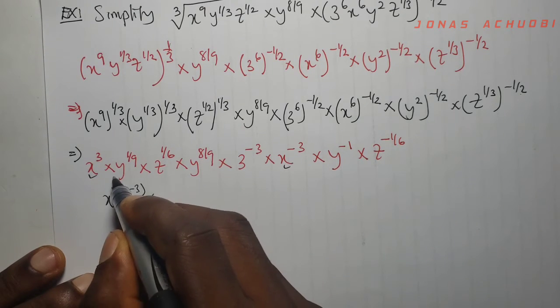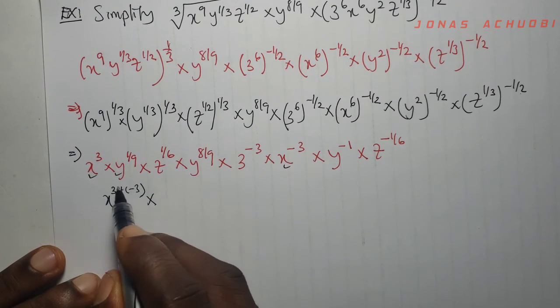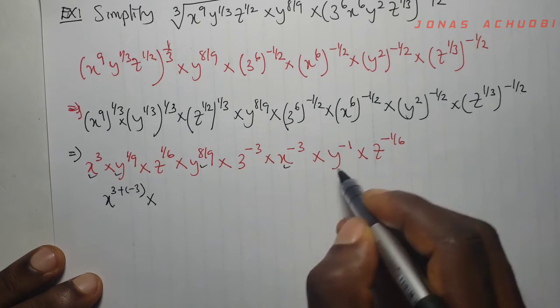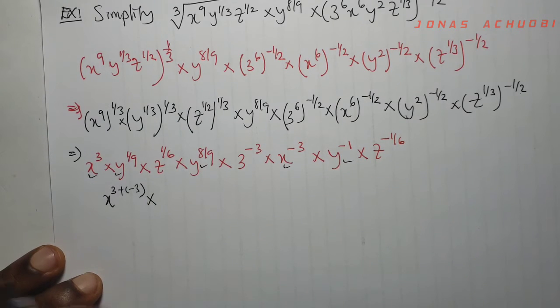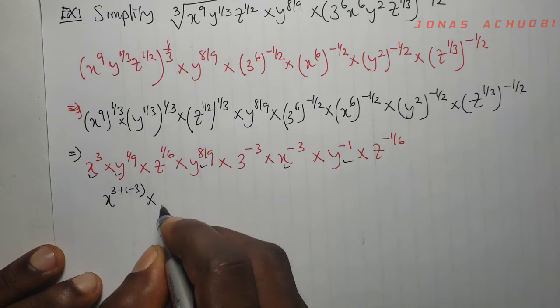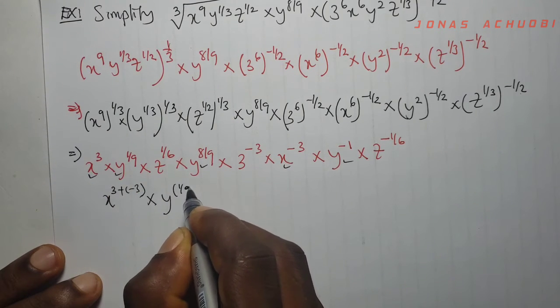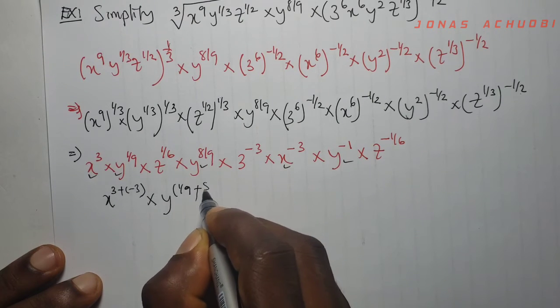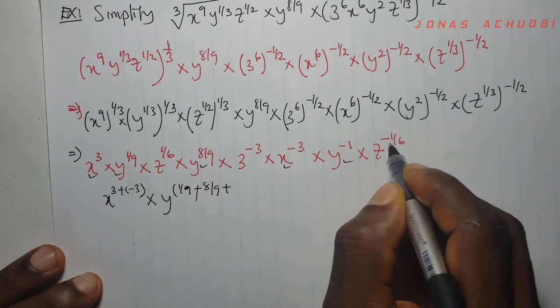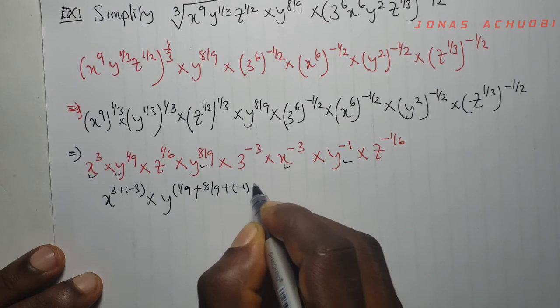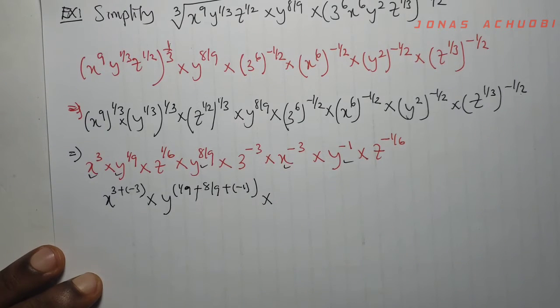Times the next base I have there, which is y. And I'll check, is there another y somewhere? Yes, there's a y here. Another y? Yes, another y is here. So they all have the same base, so I'll add the exponents. So I have y to the power of the first one, 1 over 9, plus the second power, 8 over 9, plus the third power, minus 1, plus minus 1.